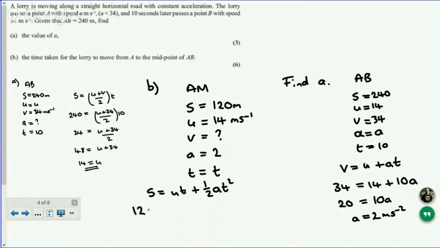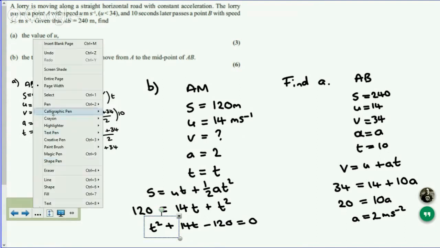So our distance is 120, sorry, our displacement. We've got 14T plus a half times 2, so that's just 1. So that just comes out as T squared. Now this is the mindset for A level, where you go, yippee, it's a quadratic. And if you rearrange it just so it is all on one side, equal to 0.